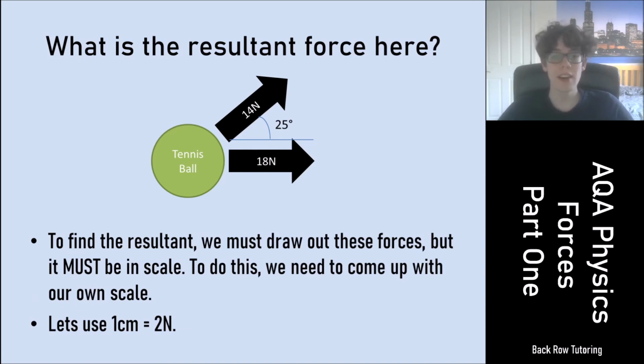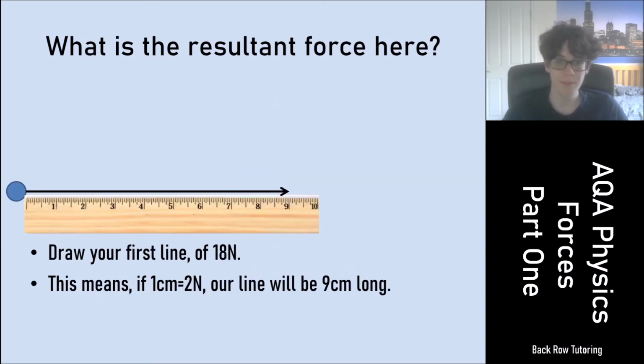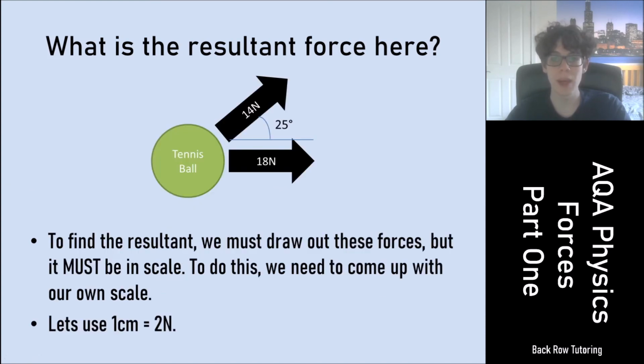To find the resultant, we must draw out these forces, but it must be to scale. To do this, we need to come up with our own scale. Let's use that 1 centimetre is equal to 2 newtons. Firstly, we're going to draw the first line. So starting from the 0 point here, we know that 1 centimetre is 2 newtons. So if we have an 18 Newton force, that means the line has to be 9 centimetres long, because 18 divided by 2 is 9. So our first line is going to be 9 centimetres long. And we know that this was to the right, because our first force, 18 newtons, is to the right.